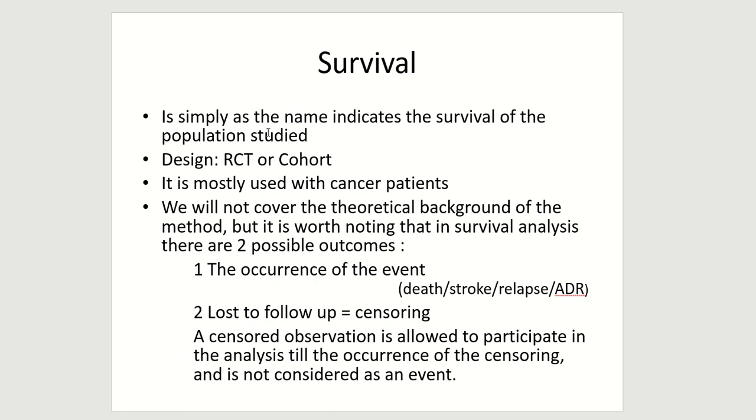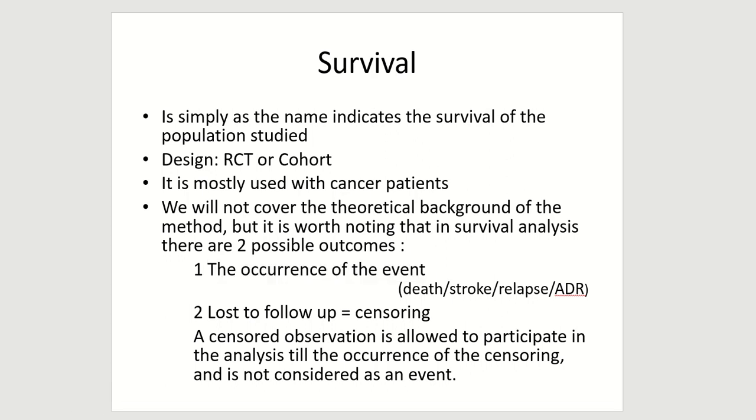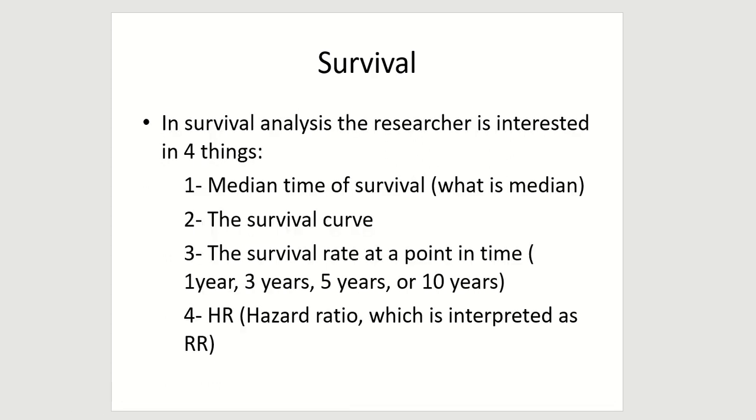Indicated survival population. The design is more like an RCT or cohort design, mostly used in cancer patients. We're not going to go over the theoretical background, but the idea is you're interested in the occurrence. We also have loss to follow-up, or censorship, which is part of the calculation. But basically, as I said, you're interested in the time.